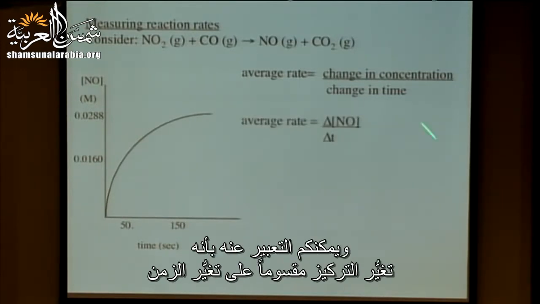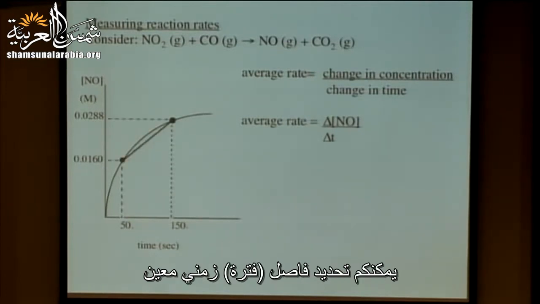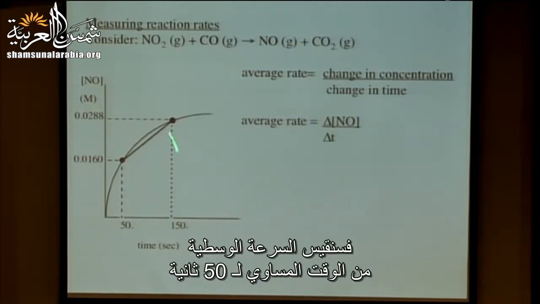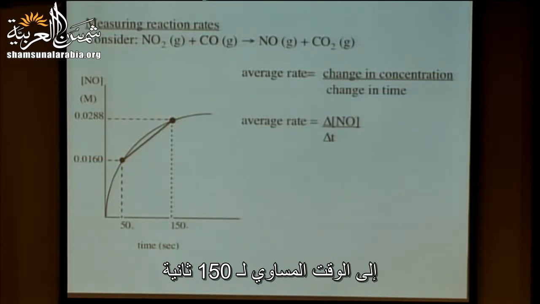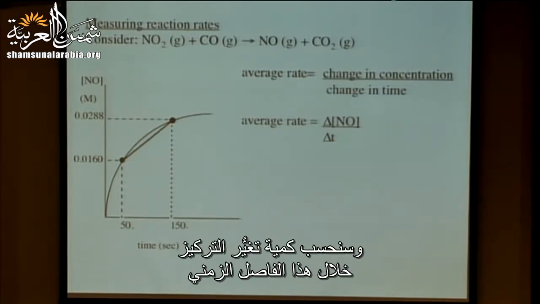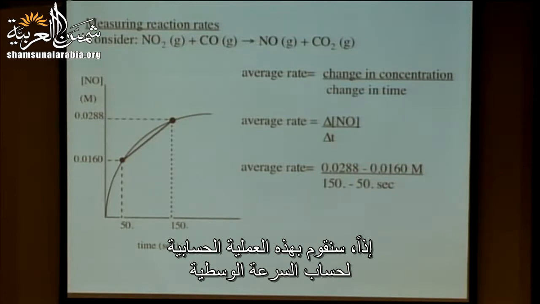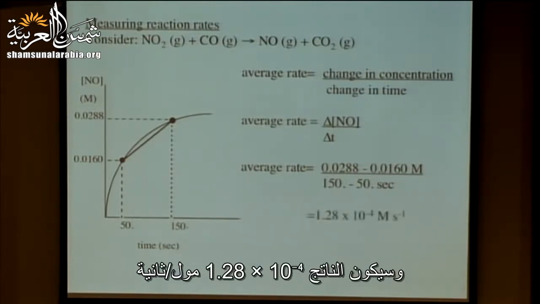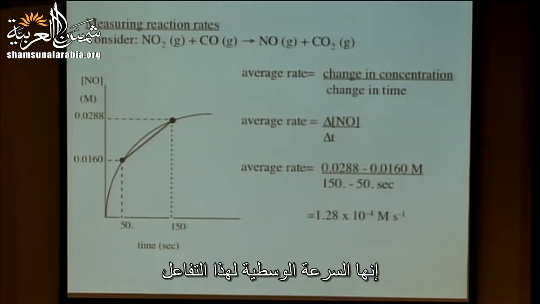And you could express that as the change in concentration over the change in time. So you could pick a particular interval, say, we want to measure the average rate from time equals 50 seconds to time equals 150 seconds. And we'll look at how much the concentration has changed over that time interval. So we can do a little calculation of the average rate and get a number, 1.28 times 10 to the minus 4 molar per second. And that's an average rate.